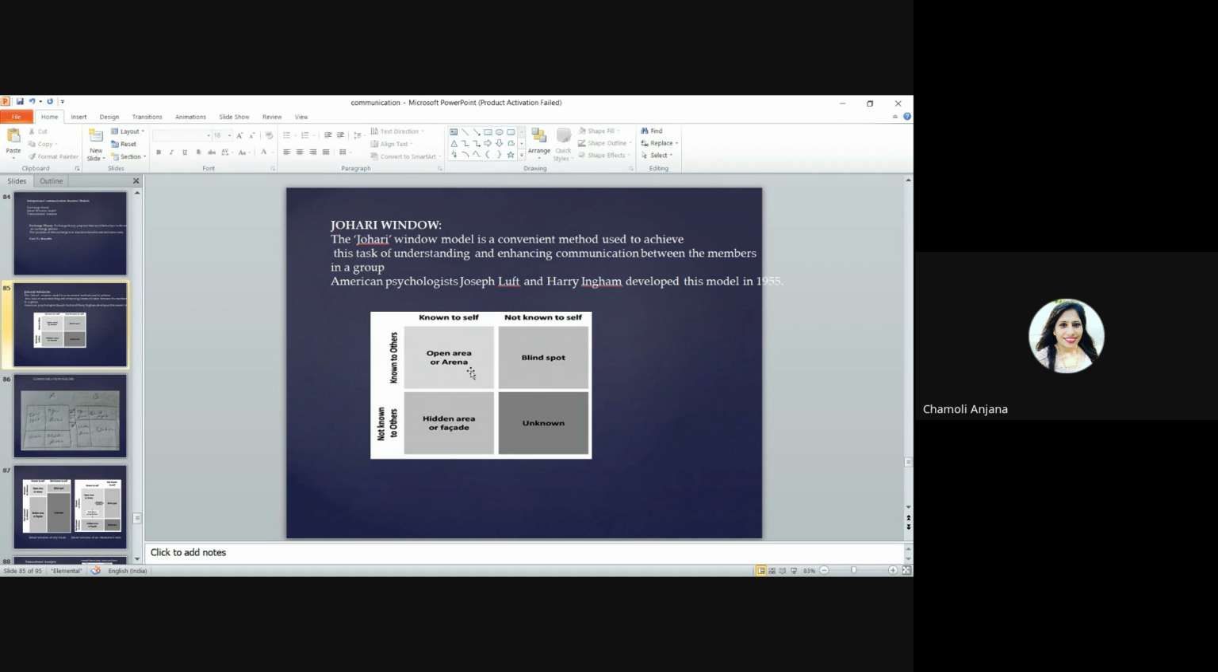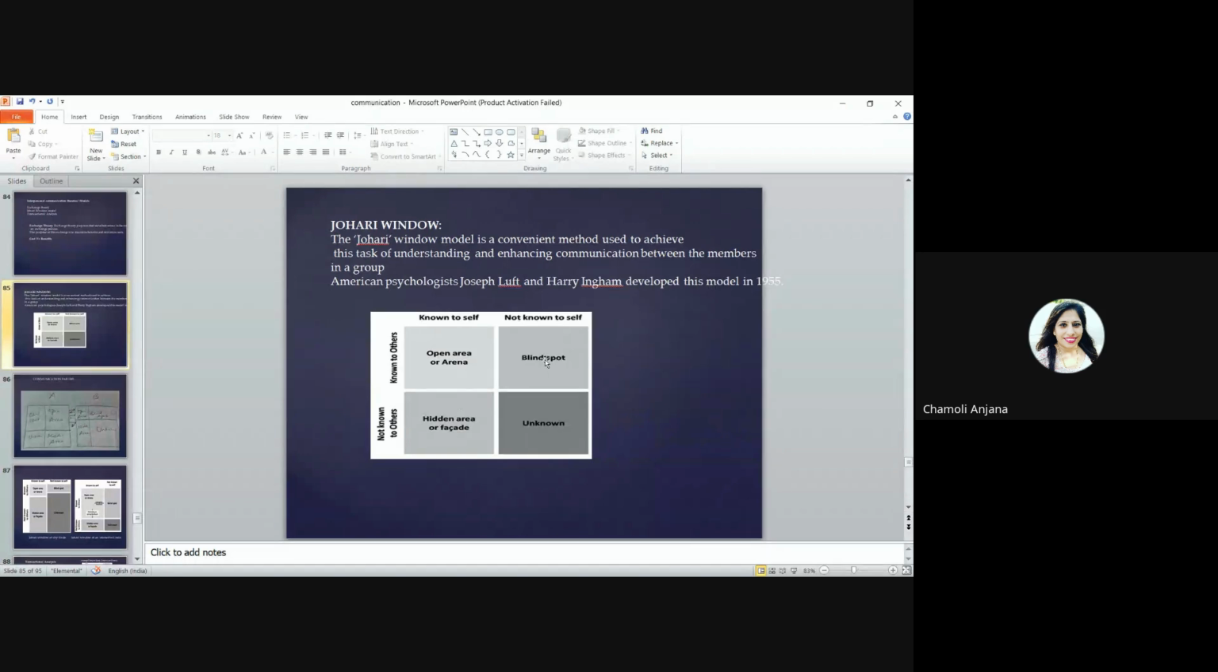Only thing is, the size of each of these parts varies from person to person. A person who is very talkative, who believes in exchange of information, who likes to give information and at the same time likes to take feedback from others, such a person's open arena will be very big, and communication with such people will be very easy.